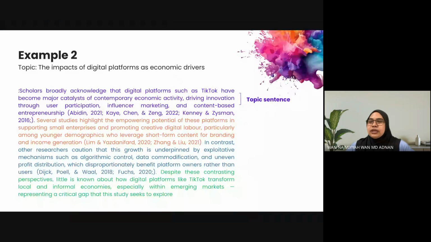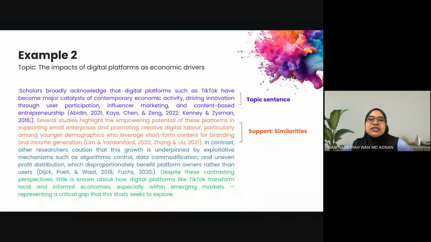So for example, like Anas just now, you can put what all the literature have said in the very first paragraph, in the first topic sentence, and then you explain what each person has said, what each literature said. For example, first you talk about the similarities in terms of the impacts. Several studies, meaning a few studies, highlight the empowering potential of these platforms in supporting small enterprises and promoting creative digital labor, particularly among younger demographics who leverage short-form content for branding and income generation.